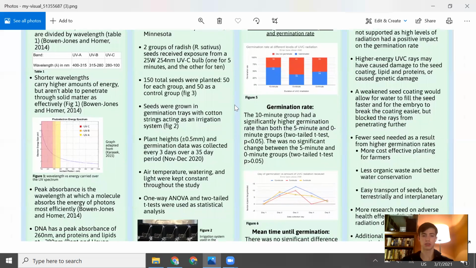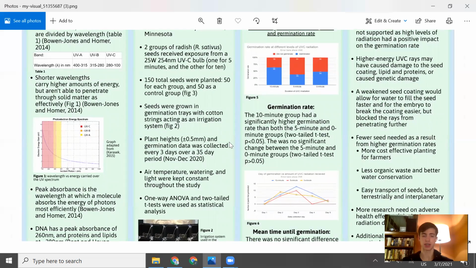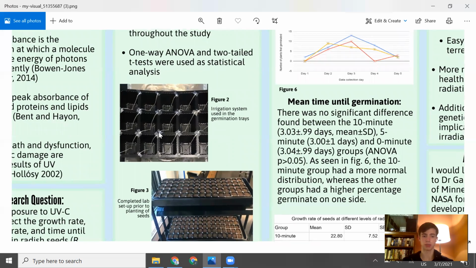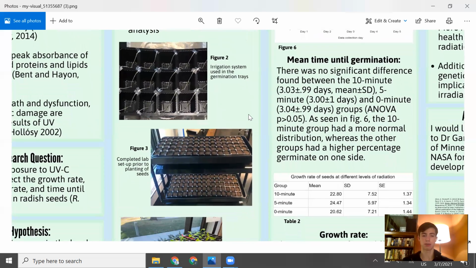Seeds were grown in germination trays with cotton strings acting as an irrigation system. This is seen in Figure 2, which shows the irrigation system of the cotton strings, with the cotton strings coming from the bottom of the container where the water reservoir is. So each plant gets the exact same amount of water, and there is no water transfer between different containers of plants. Figure 3 shows the completed lab setup, with all the plants planted in their individual trays, ready and watered.